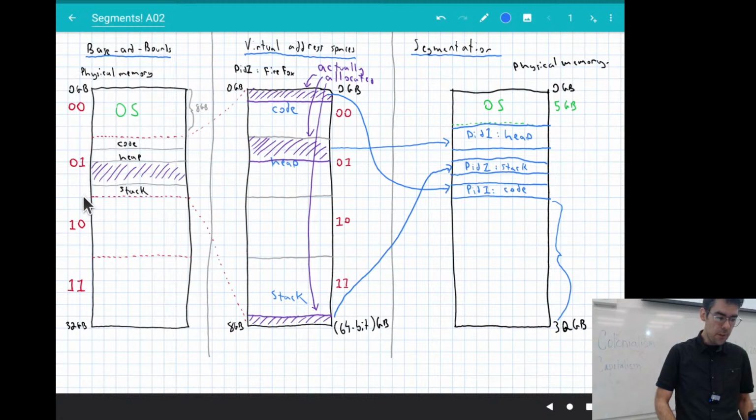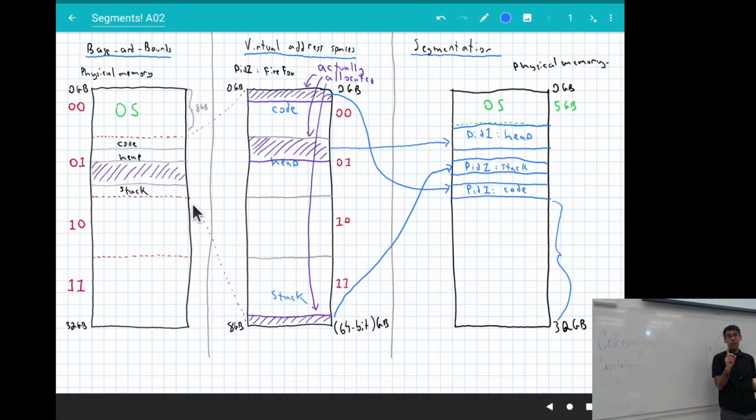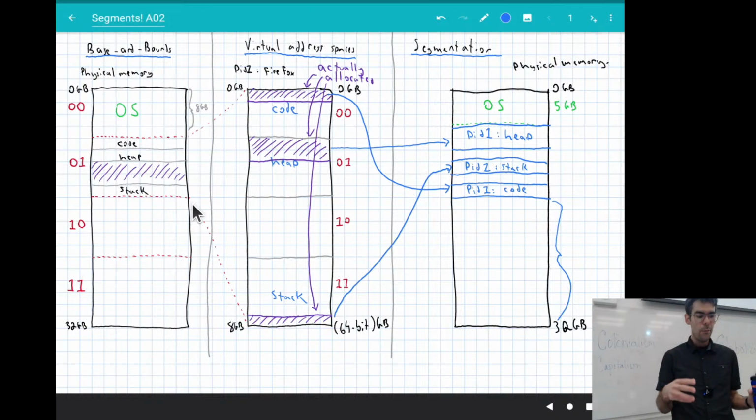With base and bounds, in our process control block, we had to have at least one additional value for our context, which said that this is the start in physical memory of this virtual address space. System-wide, we might have said all address spaces are this size. We may have also put that information into the process control block for a process. But with base and bounds, we had to have at least one of those things.